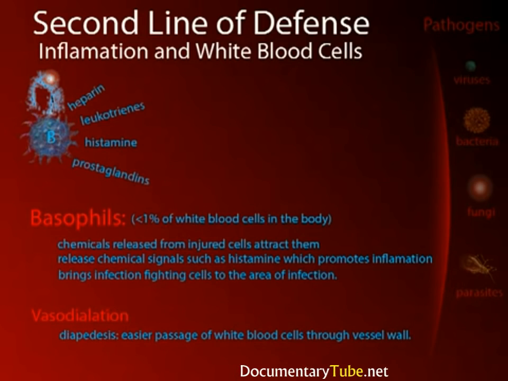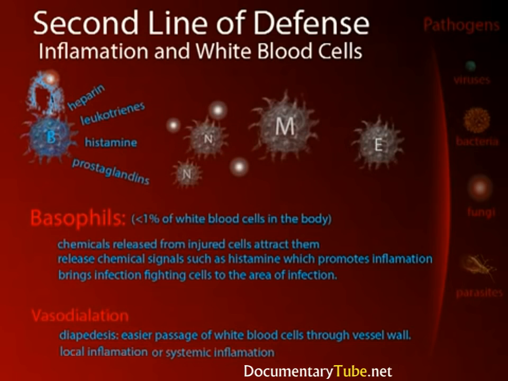If the infection stays contained to the one location, it's called a local inflammation. But if that infection escapes into the bloodstream and spreads throughout the body, it triggers a systemic inflammation. There are many types of white blood cells that will become active in fighting an infection. The basophil is merely the first type. We'll learn more about the other types in a moment.